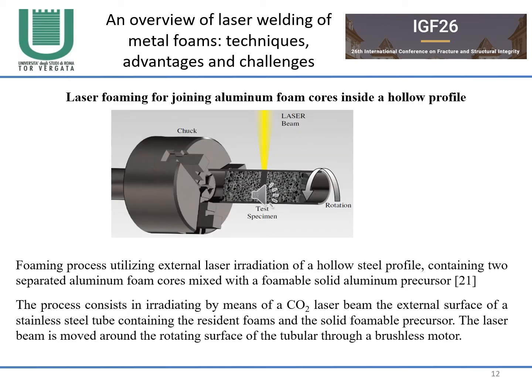In the picture, a sketch of the process for laser forming and joining aluminum foam cores inside a hollow profile is reported. The forming process utilizes external laser radiation on a hollow steel profile containing two separated aluminum foam cores mixed with a formable solid aluminum precursor.